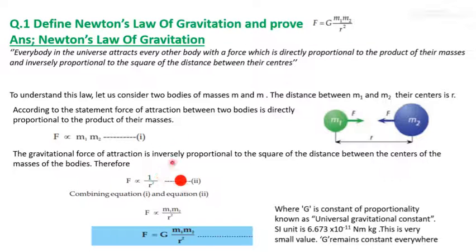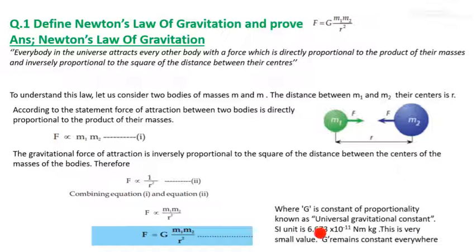Combining equations 1 and 2, we can write F is directly proportional to m1 and m2, the product of the masses, and inversely proportional to r square. Now we can remove the proportionality sign and put in the gravitational constant G. This G is the constant of proportionality, known as the universal gravitational constant.